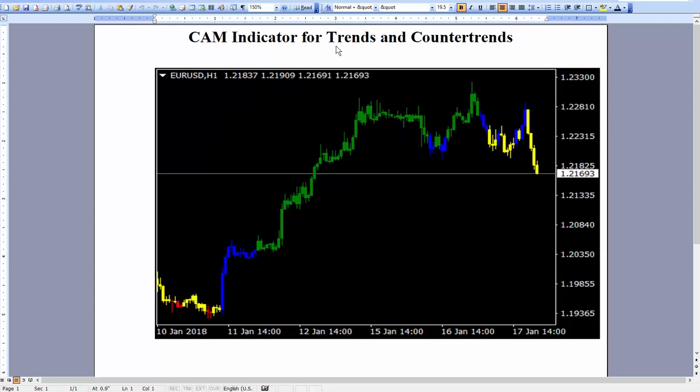This one is the cam indicator for trends and countertrends. Obviously yellow we're selling, like over here. Once it turns blue, it's giving you an indication that it's going to go up. Just another indicator.